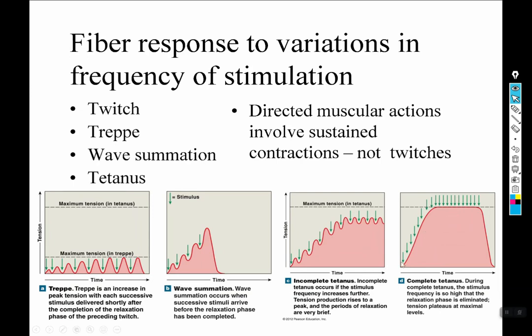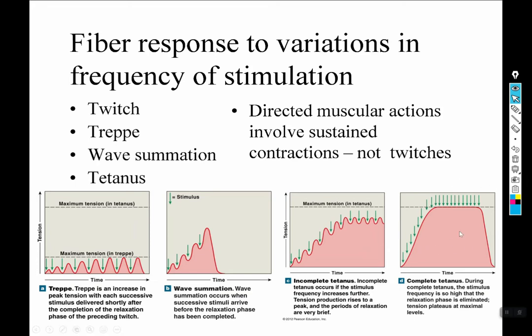You may notice that this word tetanus reflects the name of a particular disease. This is one of the things that happens during the disease tetanus. You get disinhibition of motor neurons, which causes forceful contractions, which cause the muscle tension generation over time to resemble this. That's pathological, so that's bad, and that will eventually kill you. We don't want tetanus.